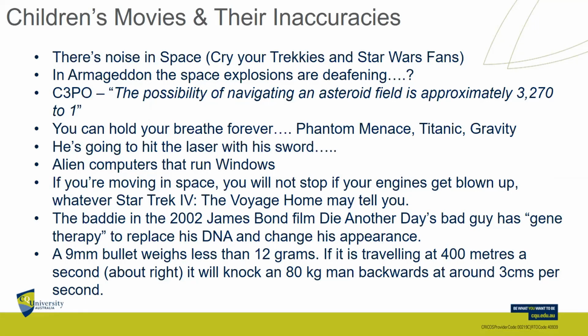And an interesting one, a 9mm bullet weighs less than 12 grams. If it's travelling at 400 metres a second, which is about the right speed, it will knock an 80-kilogram man backwards at around 3 centimetres per second. So often when you see people getting shot on the screen and then shot again, and they deliver a few more poignant lines, they get shot again, they hug and do a short dance routine with their lover, they get shot again, and eventually they lie down on one knee and die. Quite questionable science. And it's great, you know, if you take a Mythbusters approach to your science class, you can have an awful lot of fun.